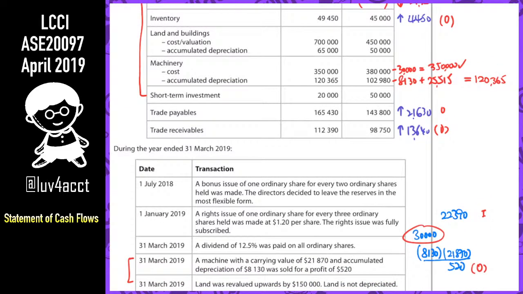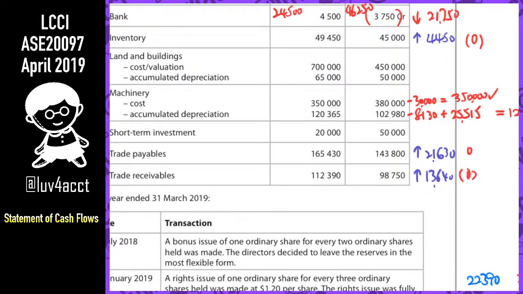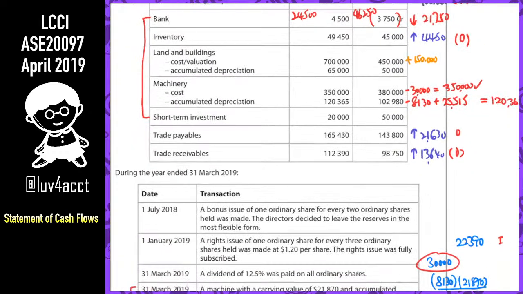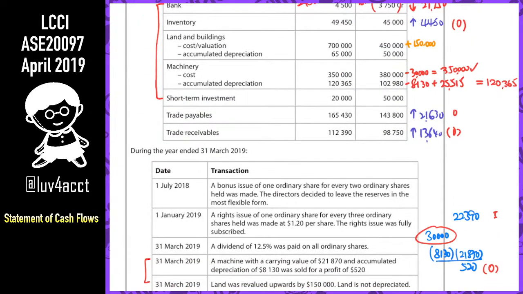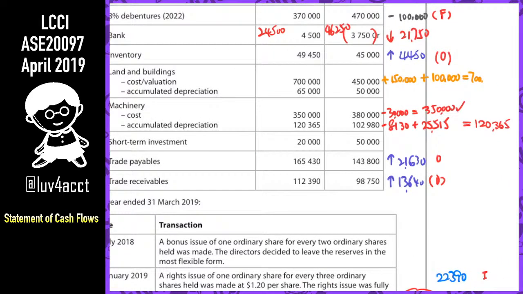Next would be land and buildings. Land was revalued upwards by 150,000. So land and buildings, let me use orange, plus 150. But then 450 plus 150 is just 600,000. We have to add 100,000 more to make it 700,000. Let me check. 450, 150, and then 100. Yes.